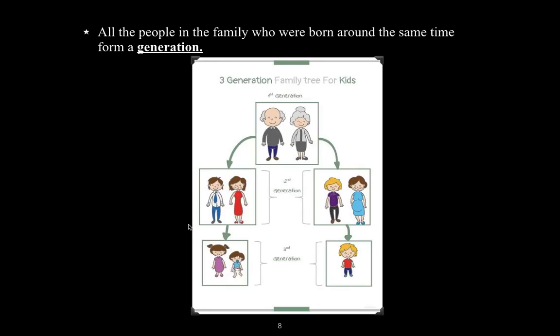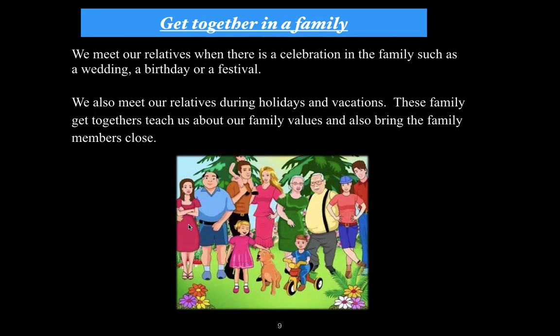Yes. Now let's move on to the get together in a family. Well, who doesn't love family get-togethers, right? Yes, now all the relatives in a family may not live together. It isn't possible, right? So they may be staying in different places. So how do we meet our relatives? Now we meet our relatives when there is a celebration in the family, such as a wedding, a birthday, or a festival. We also meet our relatives during holidays and vacations. Why do we have these family get-togethers? Because they teach us about our family values and they also bring the family members close.